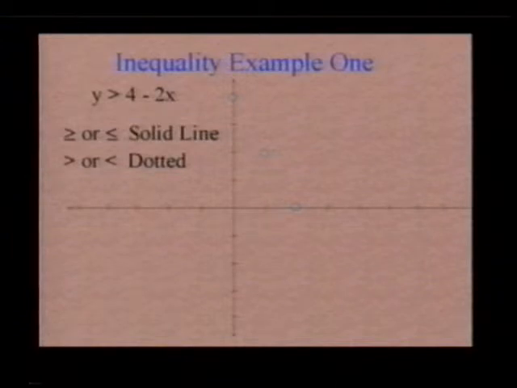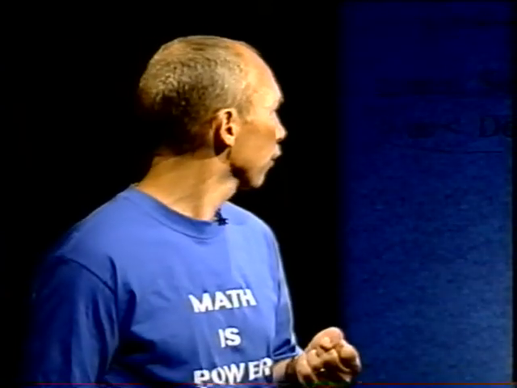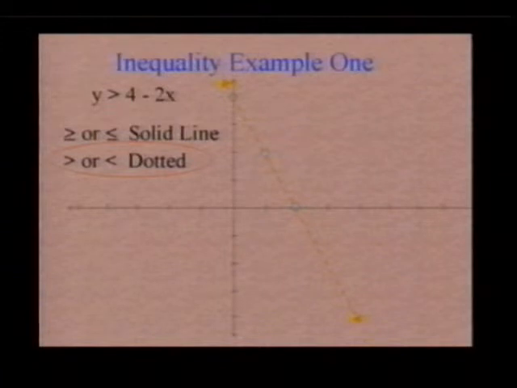If it's greater than or less than, we don't want to include the points that are on the line. Now, this one is not an or equal to situation, so we don't want to include those points on the line. But we're going to need the line. We're going to need to know where the line is to draw our picture. So you know what you do in this case? You do a dotted line. Let's take a look. I'll draw a dotted line, okay?